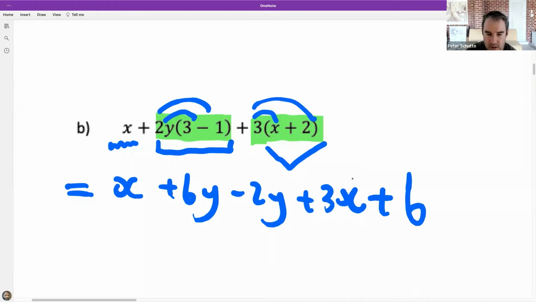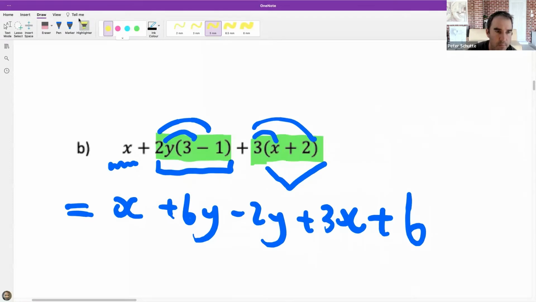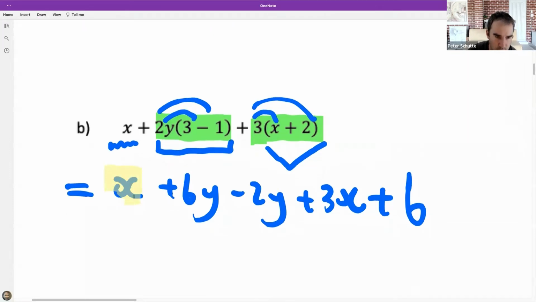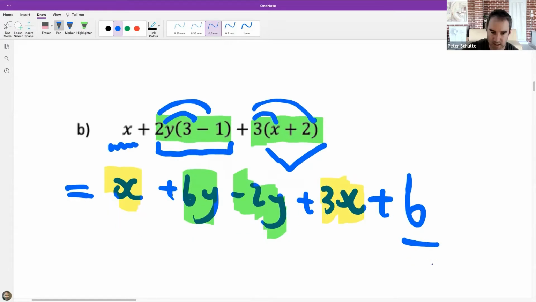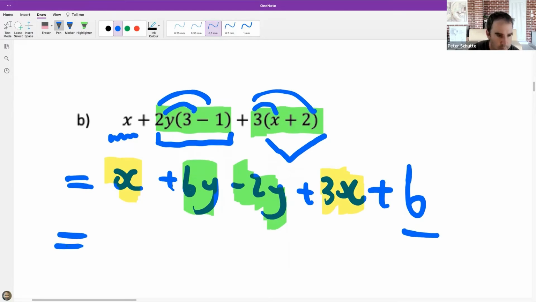Okay, so now we have a whole bunch more terms, but at least we can find our like terms. So x, how many x's? There's two. There's the x's, and then we have the y's, and then we have just one constant term at the end. So I'm going to go in alphabetical order. So I'm going to collect my x's.